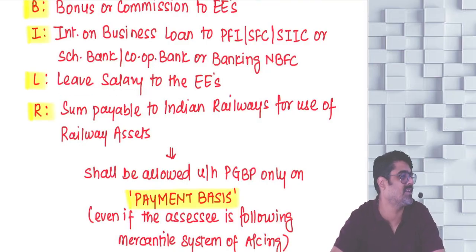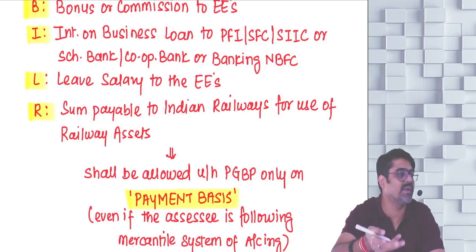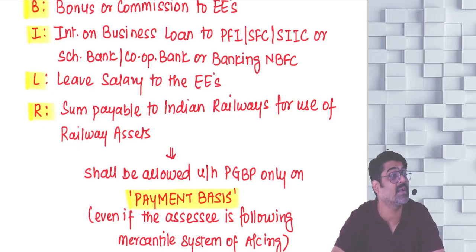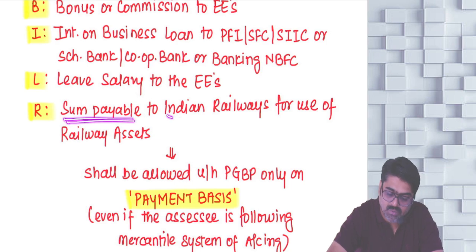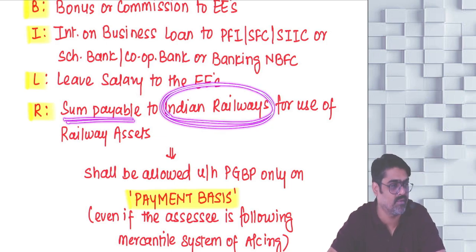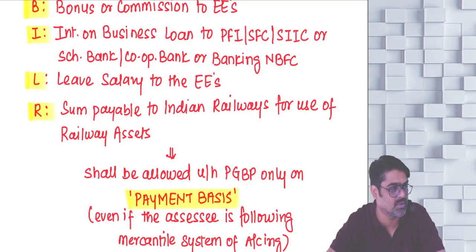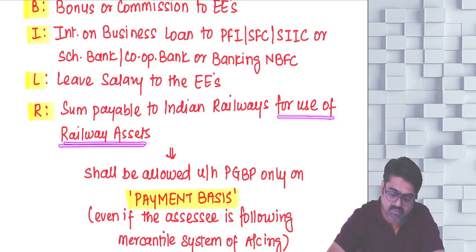Then L for leave salary, which you are going to pay to your employees. Leave encashment. So are you going to give leave encashment to your employee? Yes. Even that leave encashment will be your business expense. Just like your salary, leave encashment given to your employees will also be allowed as a deduction under section 37(1). Then any sum payable to Indian Railways for use of railway asset.